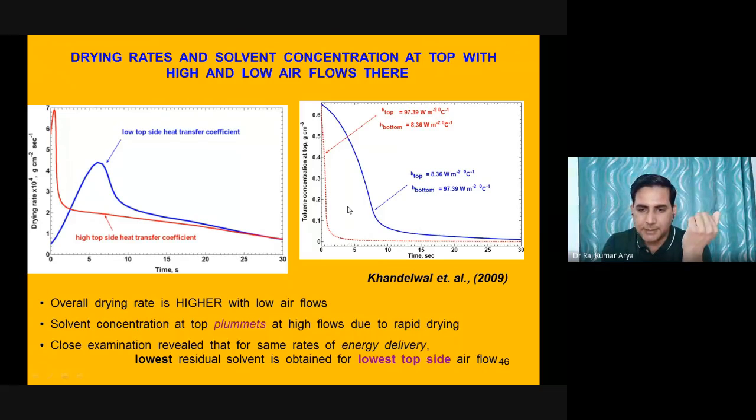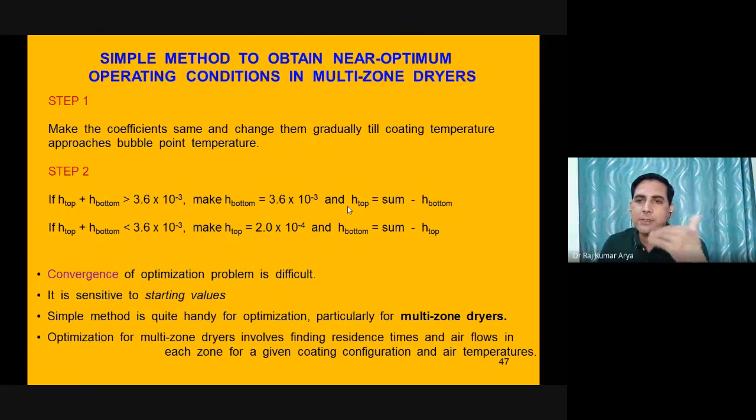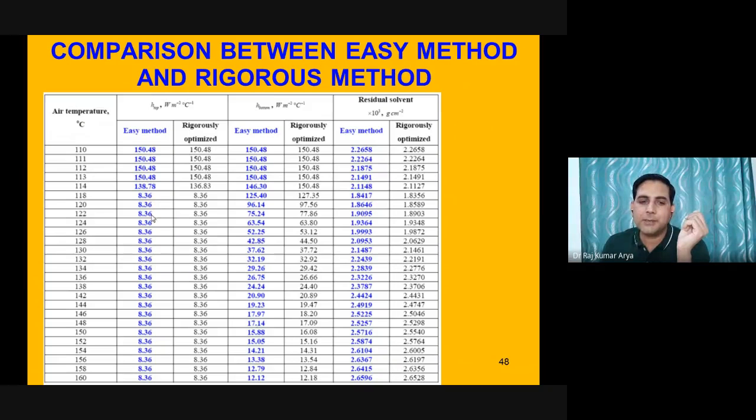So what we did here, we made this code, and now this code will remove the need for your optimization program. It won't need the optimization program anymore. It will just need a simple MATLAB program or any program: change the value, and note the corresponding amount of solvent. This is what we did for each temperature for a single zone. We optimized and found the residual solvent and heat transfer coefficient for top and bottom.